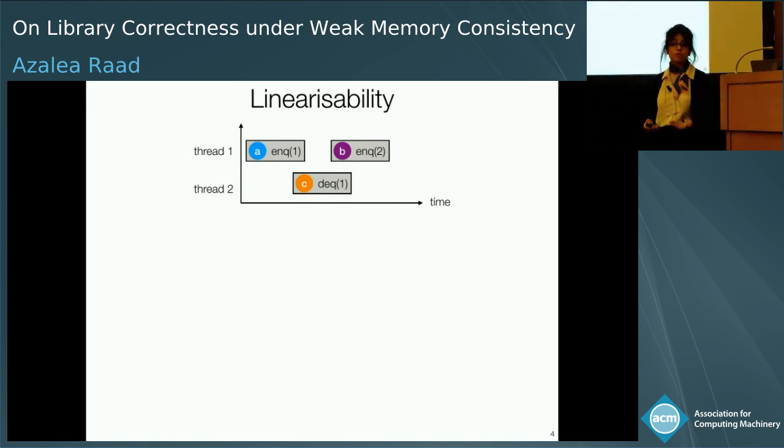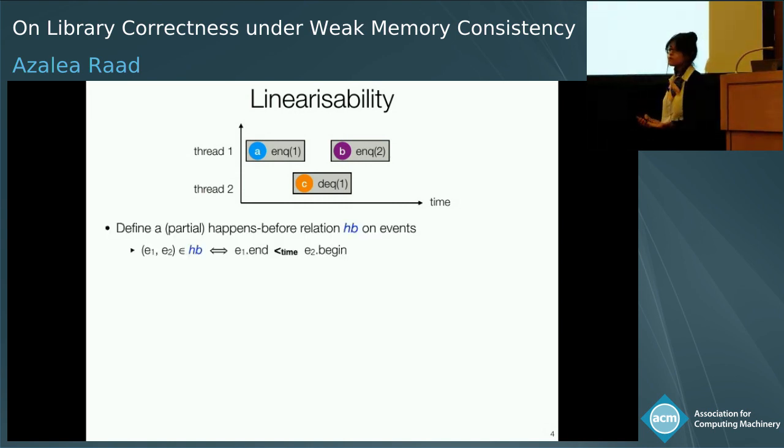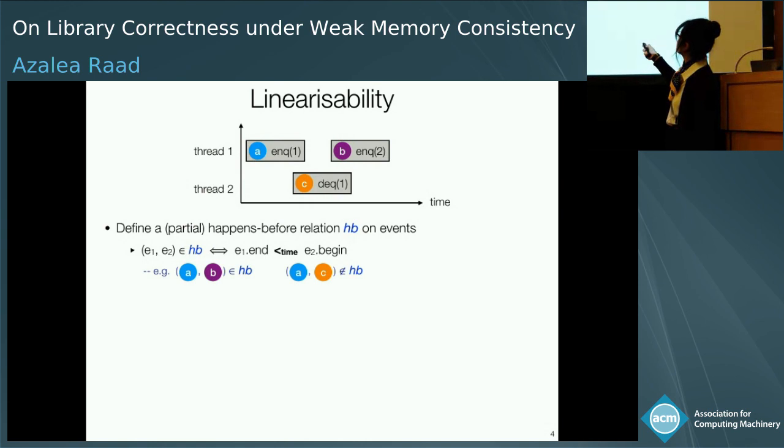Now, to figure out whether or not this is linearizable, first I need to define something called the happens-before relation. The standard way of defining that is using real-time ordering. I would say an event happens before another if the first one ends in real time before the second one starts. So in this example, A ends before B starts, so they're HB related. But A and C overlap, in the sense that A ends after C has already started, so they're not HB related.